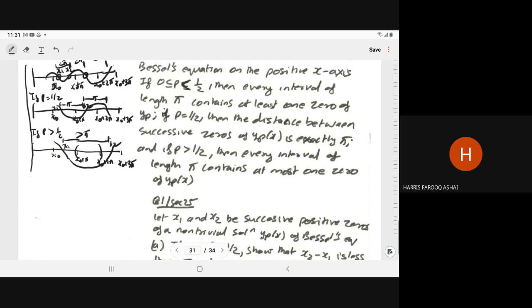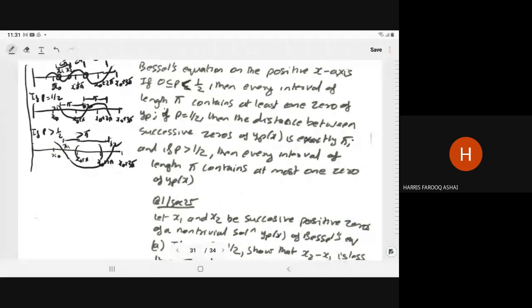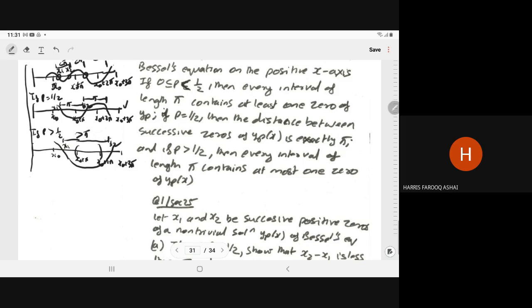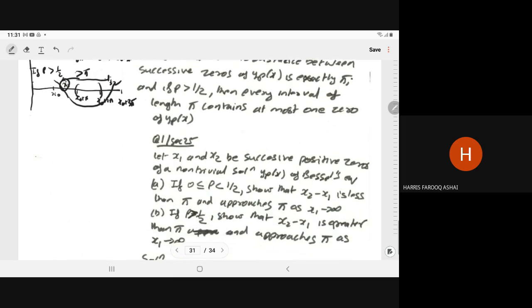And in both cases, it approaches pi when x1 tends to infinity. Then, in the middle case, it is pi. Is the question clear?